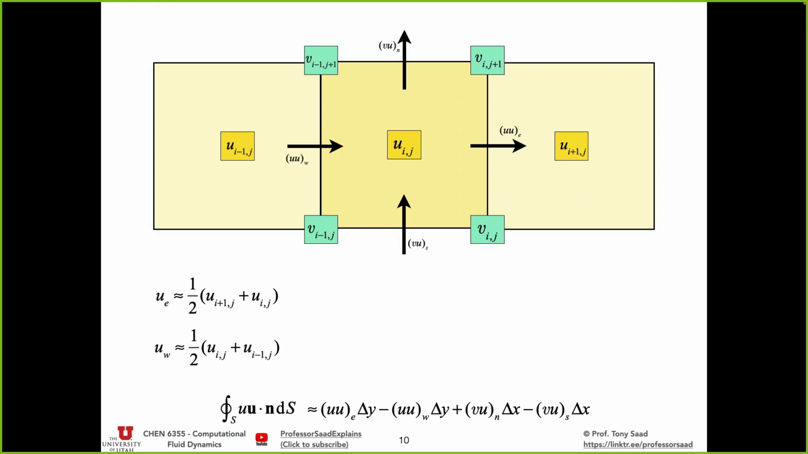Correct. So it's the average between ui minus 1 and ui. What about u north? Oh, I should have given you north. What about u north? That one is fun. No. U north is here. So that's the u component.